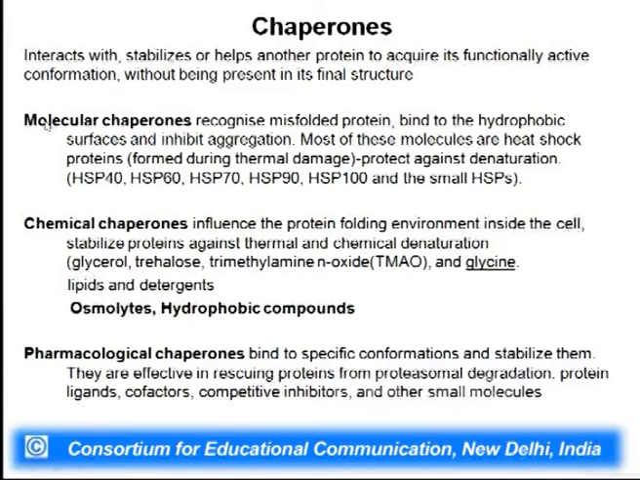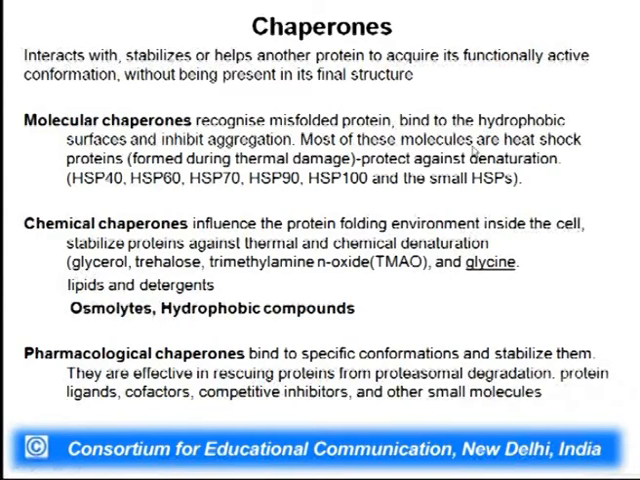So, we have studied molecular chaperones, which are proteins that have a tendency to recognize all those hydrophobic residues that are exposed, and they inhibit aggregation. They prevent two misfolded molecules from coming close together, which may prevent aggregation. And most of these proteins are heat shock proteins, and they are expressed more during thermal damage.